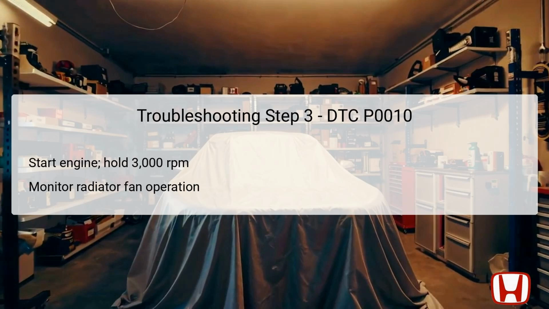Holding the engine speed at this level enables the Engine Control Module, ECM, to engage the VTC system fully, which can help to identify whether the solenoid and associated systems are functioning correctly. It's essential to monitor when the radiator fan comes on during this process, as this indicates that the engine has reached a certain operating temperature. Such observations provide valuable insights into the real-time operation of the VTC system and help to differentiate between different possible issues.